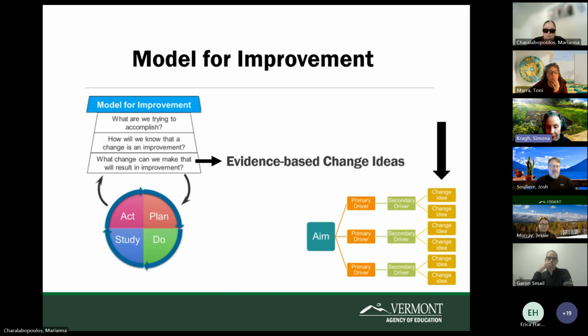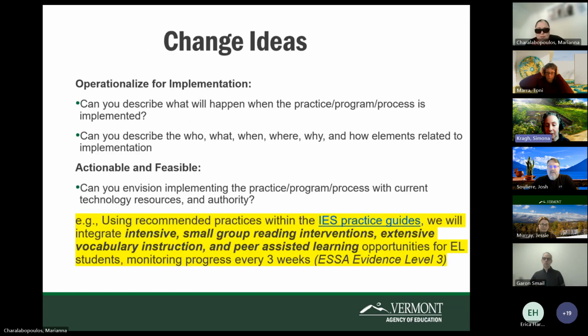And on the next slide, we have evidence-based change ideas that can be selected based on the problems of practice, root causes, and intended goals. The implementation and efficacy of these change ideas will be what you are monitoring often in your PDSA inquiry cycles. And Tony is next. Thank you, Simona.